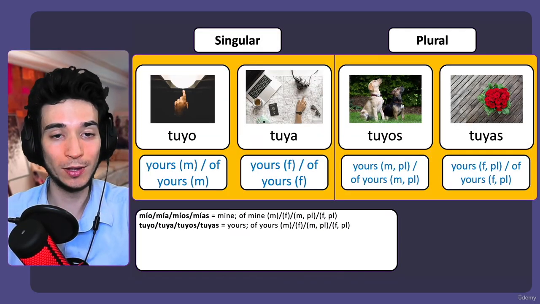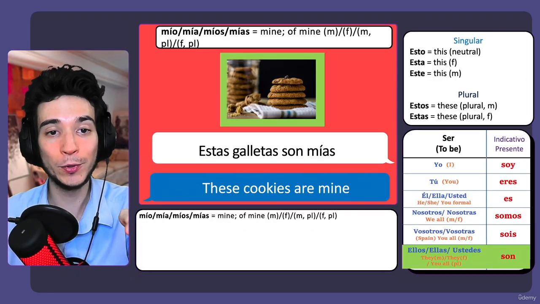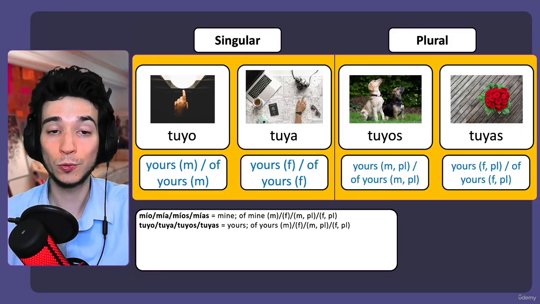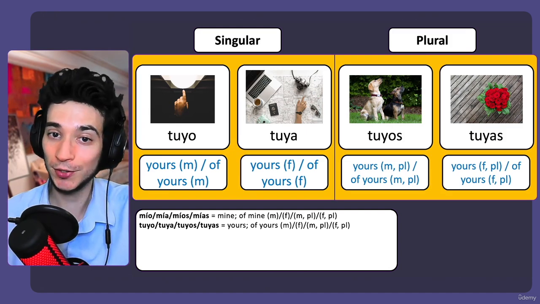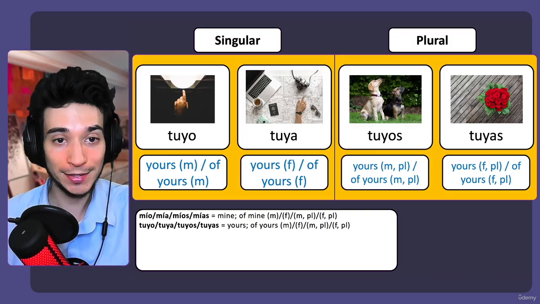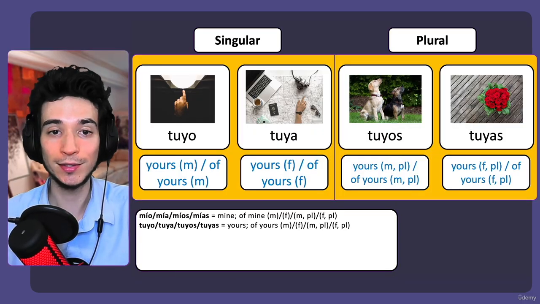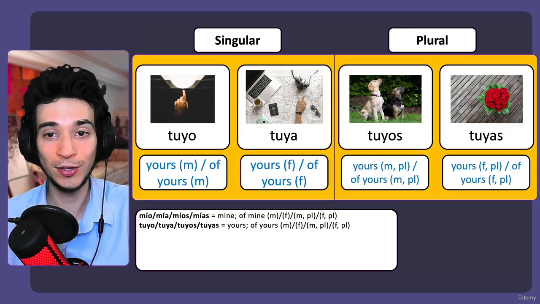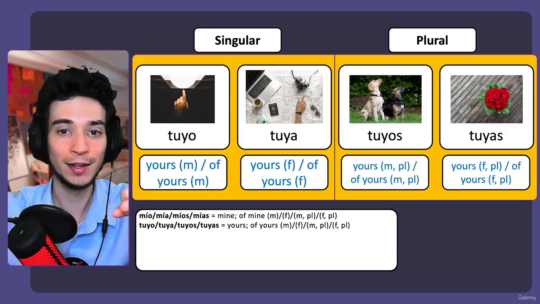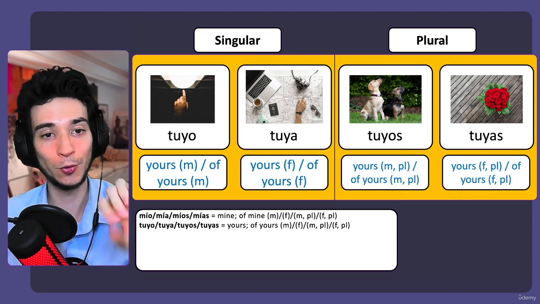And now we have the one for the second conjugation. So if you look on the second conjugation, we have tú, and now we have tuyo, which means yours or of yours for masculine, tuya for feminine, and tuyos for masculine plural and for mixed genders. We also have tuyas, which means yours or of yours, but only for female plural things. So once again, if you have a mixed gender, they all become tuyos. If you only have female, it's tuyas. Tuyos would be used for only masculine or mixed.